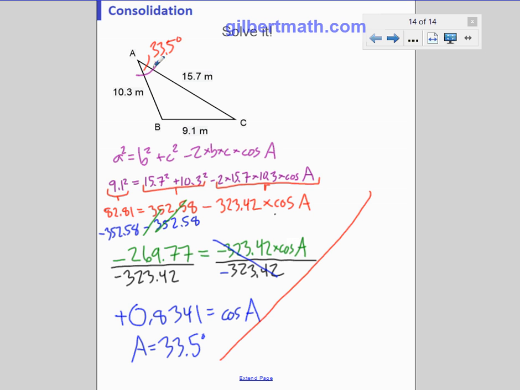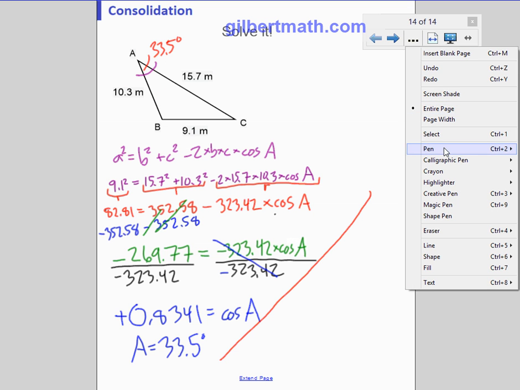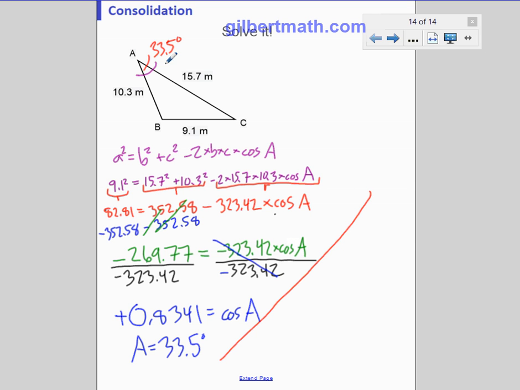So I have this angle, 33.5, and I have its corresponding side, which is 9.1. That means I can use the sine law. I'm going to set it up. So sine of 33.5 divided by 9.1 is equal to, and now I'm going to pick an angle to solve for. I could solve for B, I could solve for C. I'm going to solve for C. So sine of C divided by the side c, which is 10.3.